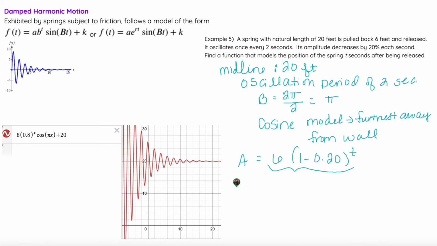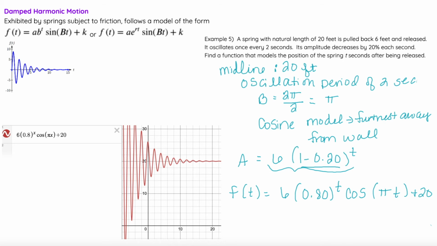And so our overall function is f of t, the distance away from the wall with respect to time, is 6 times, I can simplify in here, 8/10 to the power of t. We already decided cosine. Our b value is pi times time plus the midline of 20. And then off to the left-hand side, I do have the graph listed there.